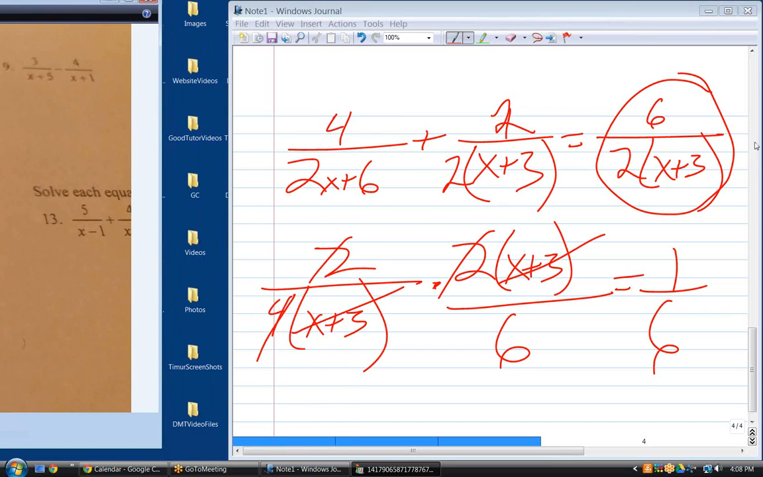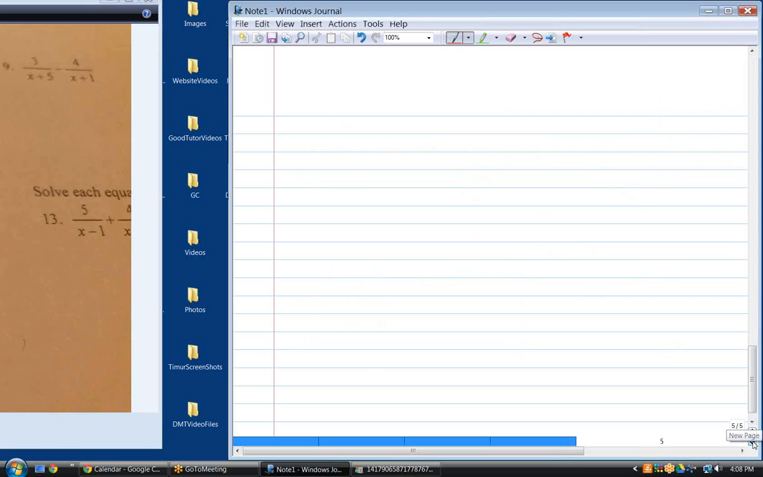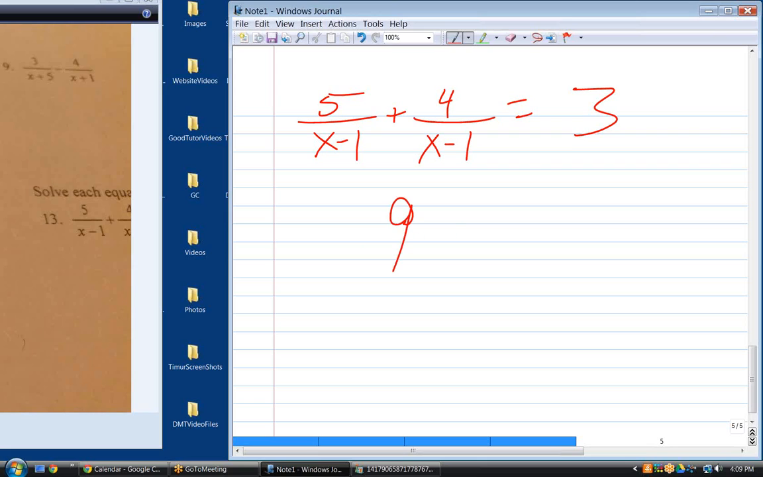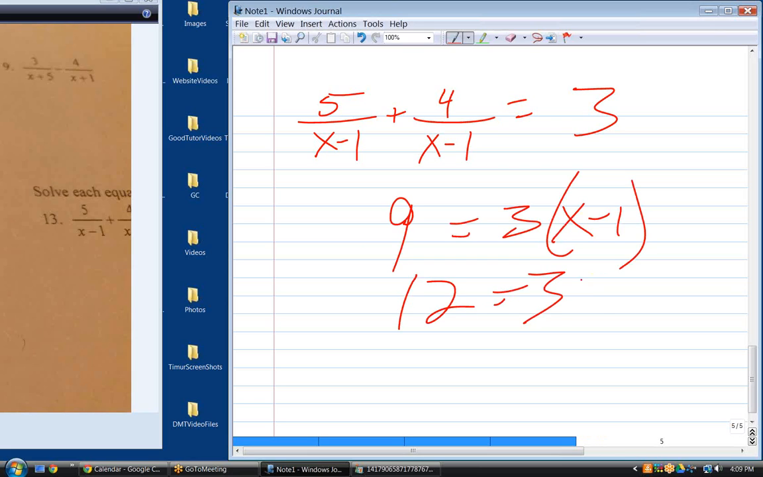Let's look at 13. Tell me what the rest of 13 is. So you have the first part, and then it's 4 over x minus 1. Is this term x minus 1, or is this plus 1? Yeah, it's minus. And then equals 3. That's it? Yeah. Piece of cake. I don't know, what's this one doing on there even? In other words, I can multiply everything by x minus 1, and I have 9 equals 3 times x minus 1, 12 equals 3x, x equals 4. All right.